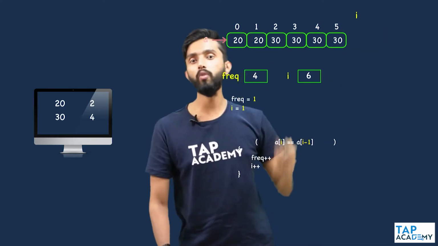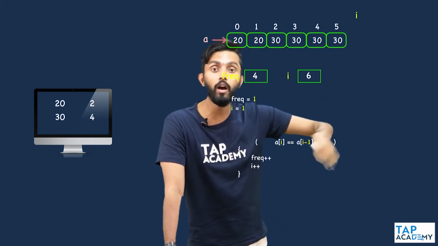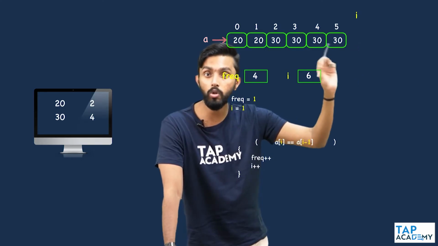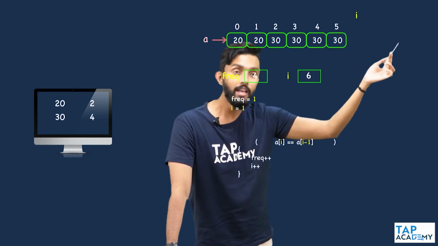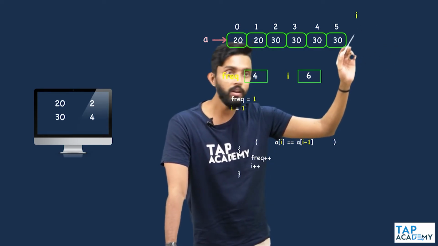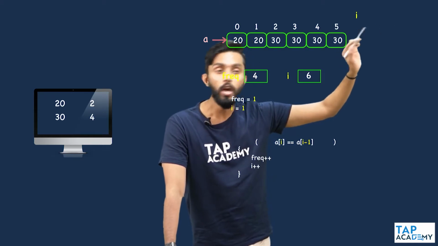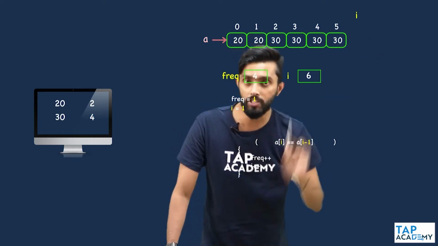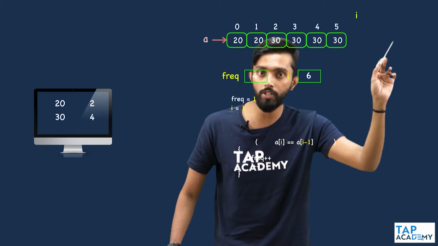Now if I moves forward, should we continue checking A of I is equal to A of I minus 1? Because understand, if you check is A of I equal to A of I minus 1, I has gone outside the boundary of the array. You are trying to access an index which does not exist. I hope you are able to think, because I value has become 6. Do you have an index called as 6?